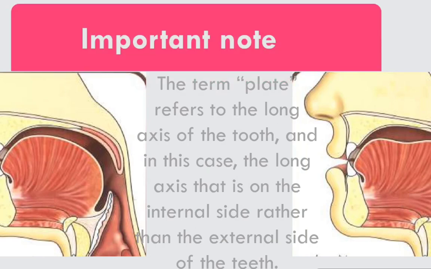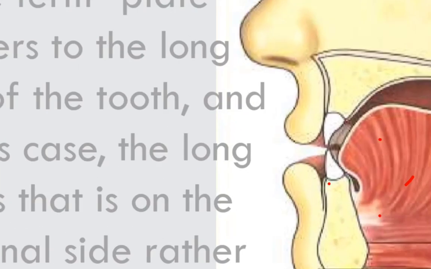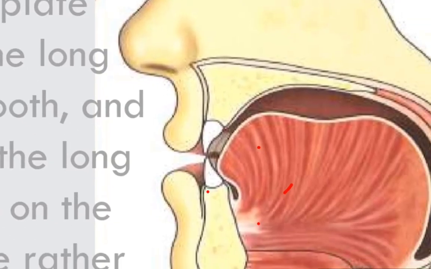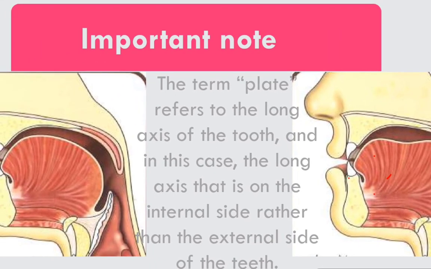The term palate refers to the long axis of the tooth, and in this case, the long axis that is on the internal side rather than the external side of the teeth. Let's see. If we zoom in, you will find that the tip of the tongue is touching the inner palate, which is this side of the lower teeth. Okay, so this is the way to read the letters Sad, Zay and Sin.